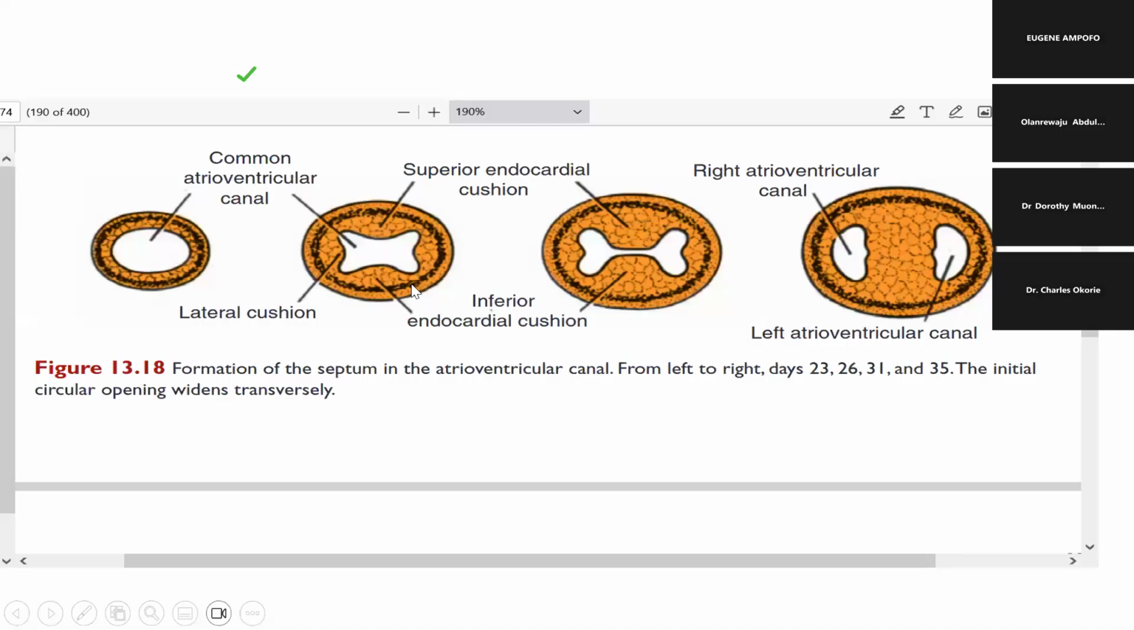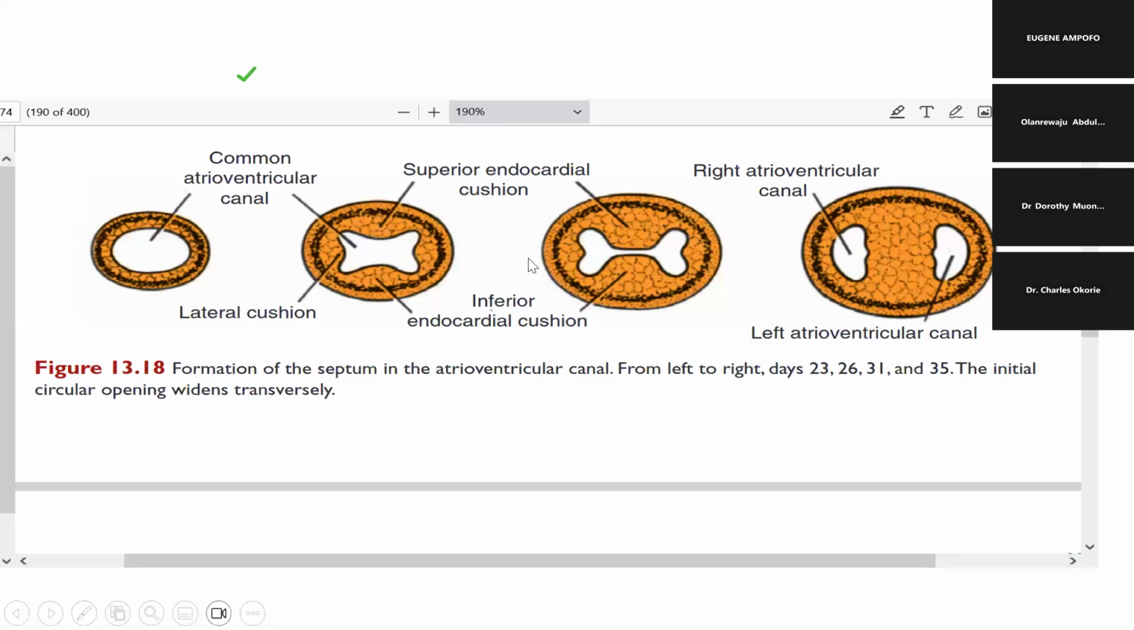And as this compresses the common atrioventricular canal, you can see that it's now left with a narrowing in between the two parts that want to be divided into the right atrioventricular and the left atrioventricular. And by the time there is complete obliteration of this particular part, you will see that it is now well clear to form both the right and the left as they are depicted in this particular diagram.